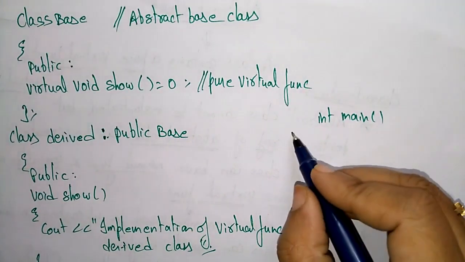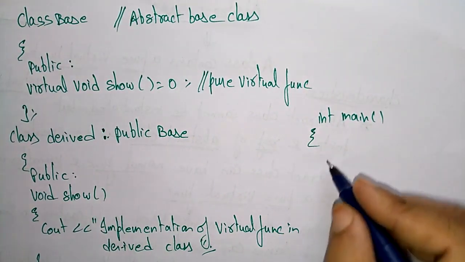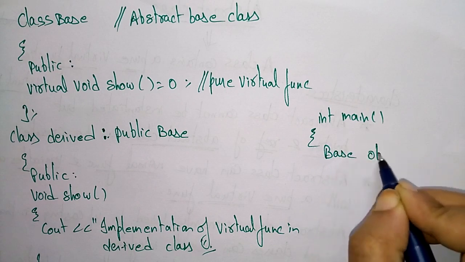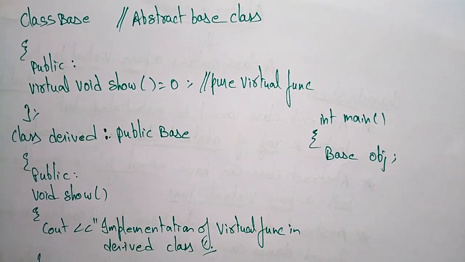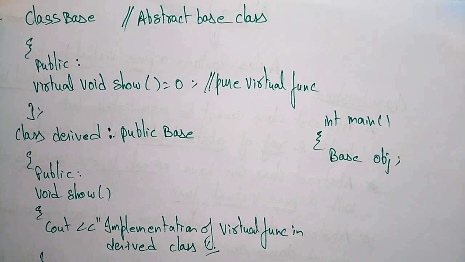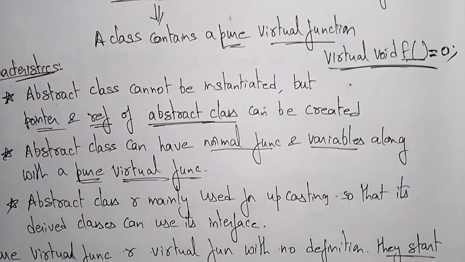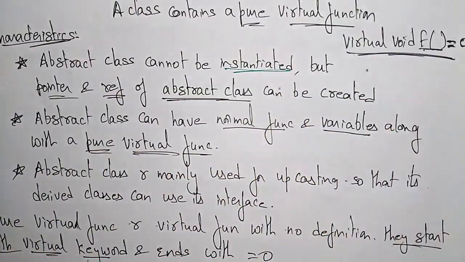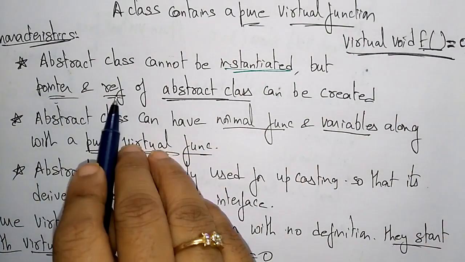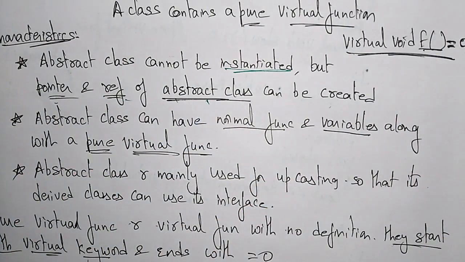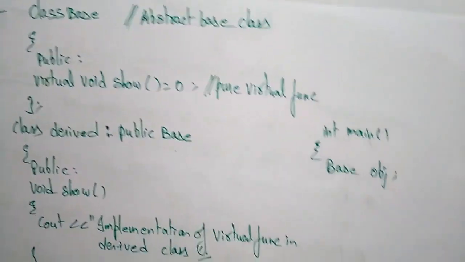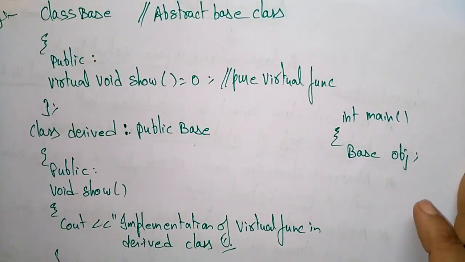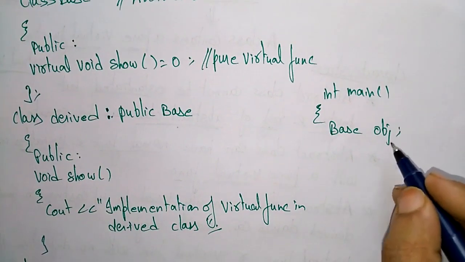So now int main. So one thing I had said here, the base obj. Now I'm creating an object for this base class. In the previous video I said that the base class, that is the abstract class, does not create any objects, that is, it cannot be instantiated. An abstract class cannot be instantiated, meaning it cannot create any object, but a pointer and reference of an abstract class can be created. So now here I am using the pointer and reference, then I am calling that base class function.